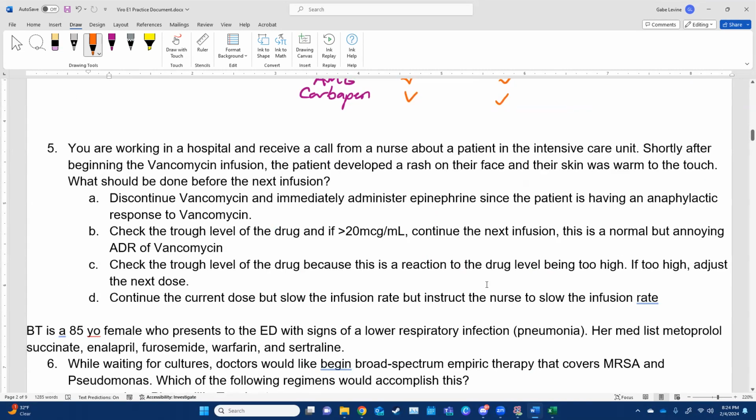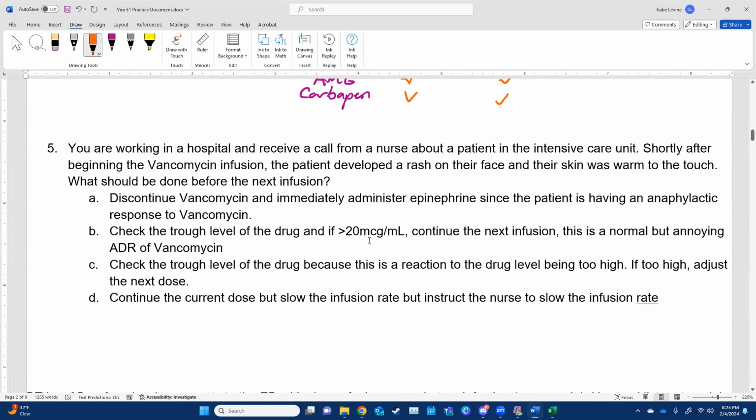All right. You're working in a hospital and receive a call from a nurse about a patient in the ICU. Shortly after beginning vancomycin infusion, the patient developed a rash on their face and their skin was warm to the touch. What should be done before the next infusion? Discontinue vancomycin and immediately administer epinephrine since they're having an anaphylactic response. Check the trough level of the drug, and if above 20 micrograms per milliliter, continue the next infusion. Check the trough level of the drug because this is a reaction to the drug level being too high, or continue the dose. So this is a really good question.